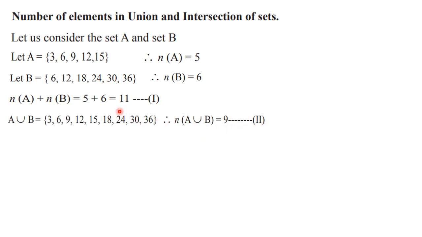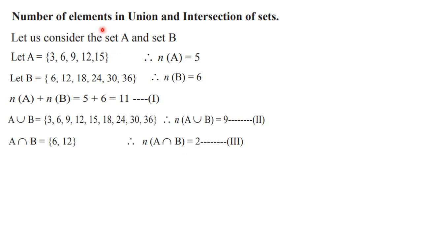Now let us find out intersection. Intersection means the common elements. Just now we found that 6 and 12 are repeated. They are common to both. So we can write A intersection B as the set with two elements, 6 and 12, and therefore n of A intersection B is 2.